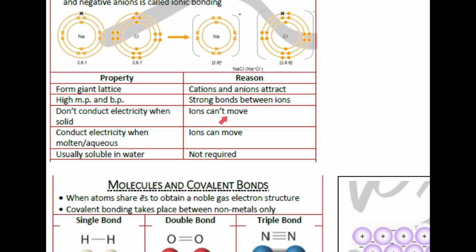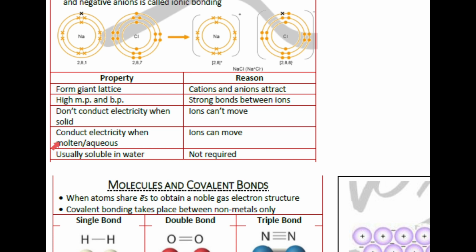Reason: the ions can't move. They have to stay in that particular position in the giant lattice. They cannot move, so they are locked by the ionic bond. The ionic bond holds them in that position. Conduct electricity when molten or aqueous.